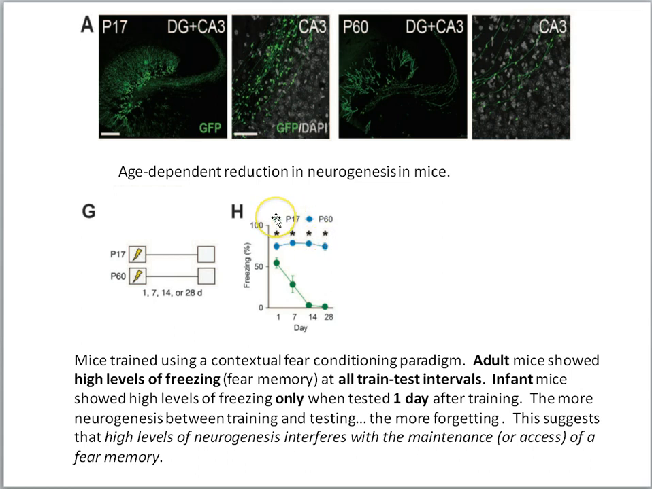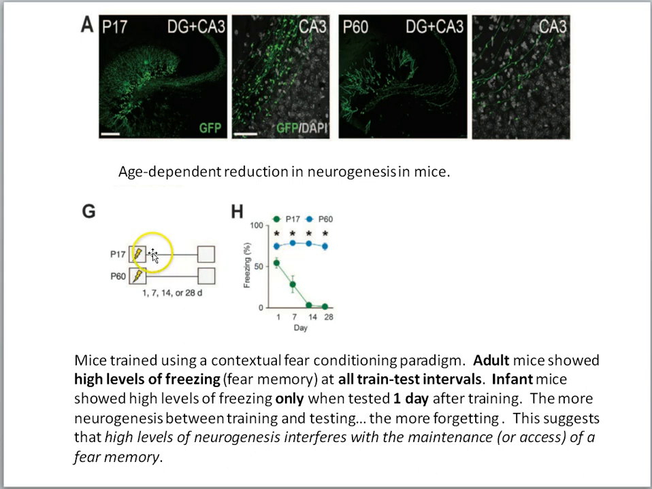By contrast, for the infant mice, we see significant levels of freezing when tested 1 day after training, but notice a dramatic reduction in freezing behavior as we go to 7, 14, and 28 days. Now, why would we see this drop-off here in the freezing behavior? Well, Akers and colleagues are going to argue that this is the result of neurogenesis.